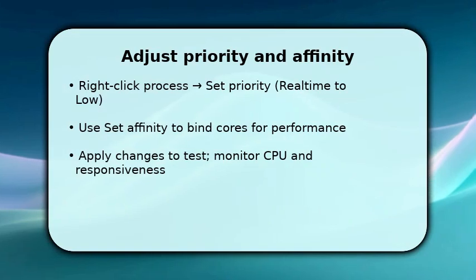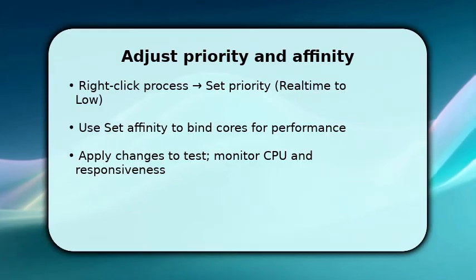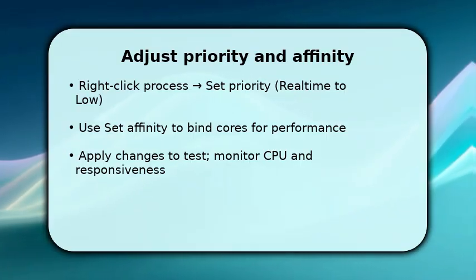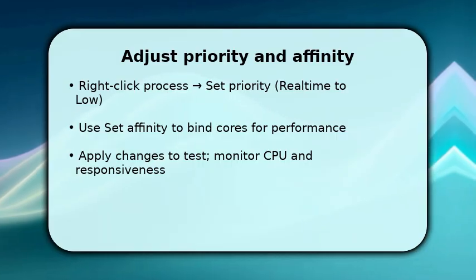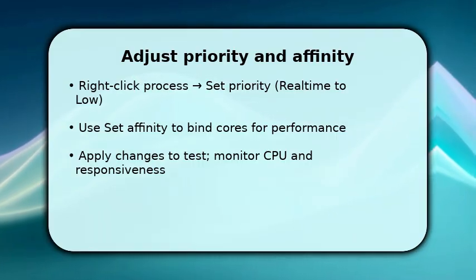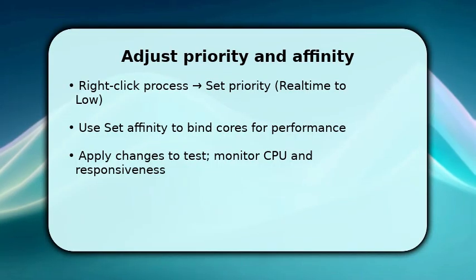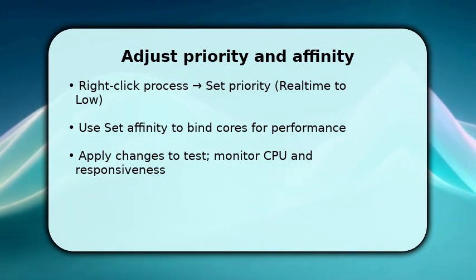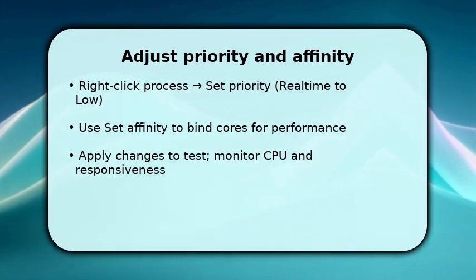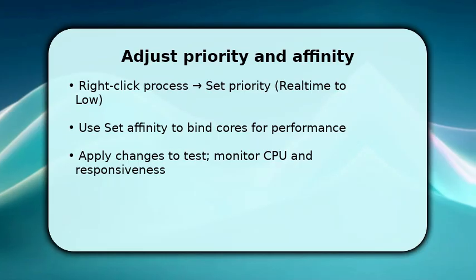Now you adjust priority and CPU affinity to influence how the OS schedules each app. Right-click the target process, choose Set Priority, select High for responsiveness or Low for background tasks, avoid real-time for unknown apps. Then choose Set Affinity to restrict or dedicate CPU cores, which reduces contention for critical apps.